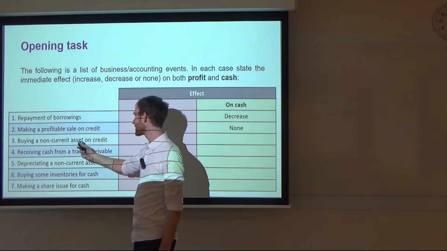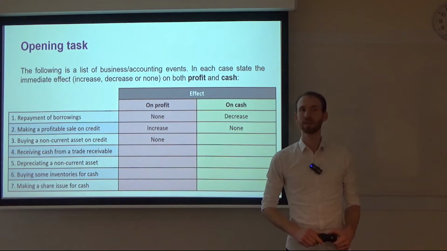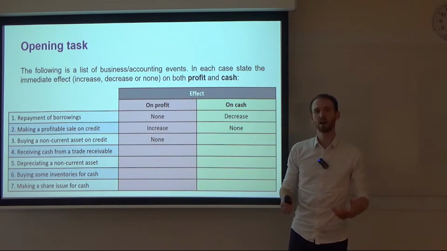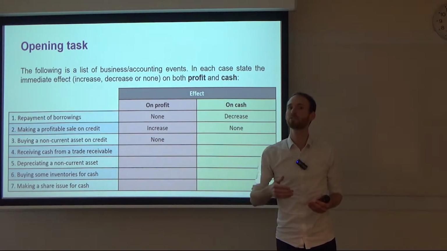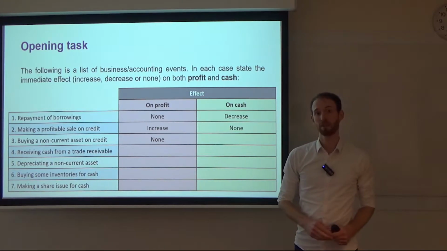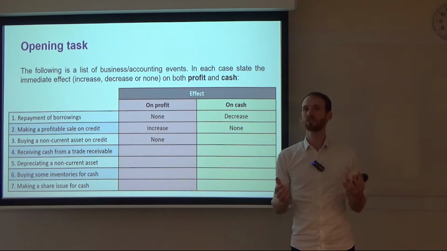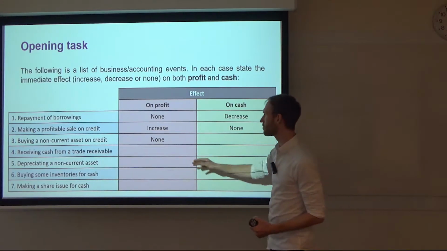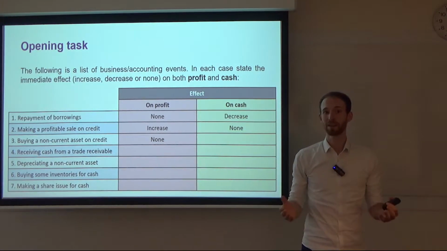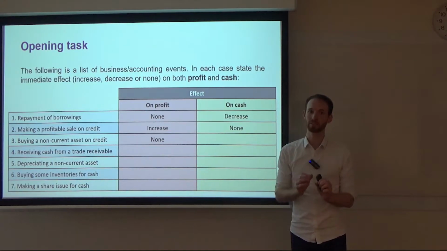Buying a non-current asset on credit has no effect on profit. And now you might think this is completely strange. Because if I buy, let's say, a car, which is a non-current asset, to drive to university, then this is not having any effect on profit. It's not a cost. And that is usually very strange to see, because you would assume that if you invest 10,000 euros to buy a car, that these 10,000 euros are actually costs, but they are not.